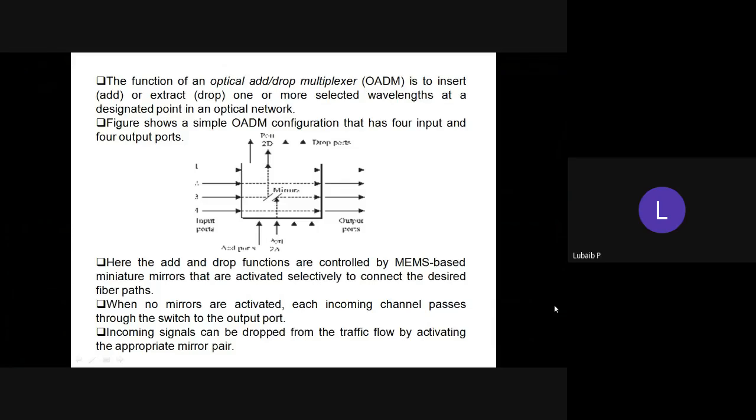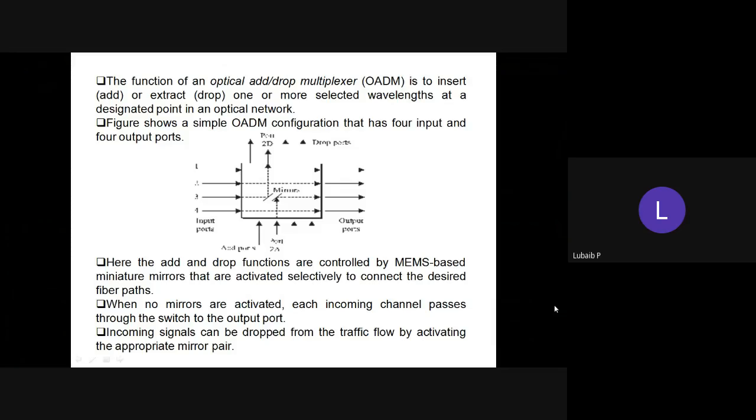When no mirrors are activated, each incoming channel passes through the switch to the output port. So each incoming signal is correspondingly passed through the switch to the output. An incoming signal can be dropped from the traffic flow by activating the appropriate mirror pair. So by activating the appropriate mirror pair, we can add or drop a particular wavelength.